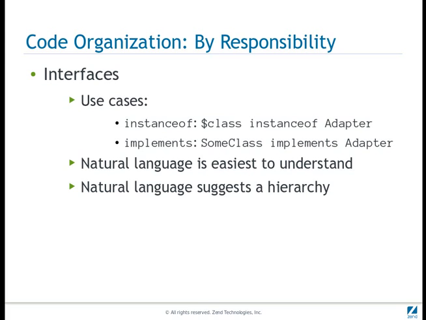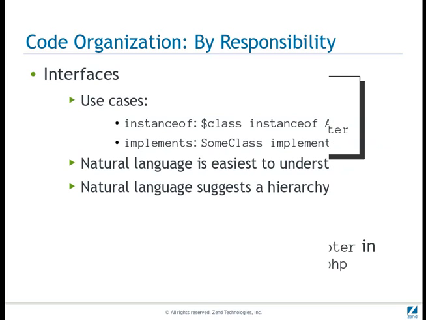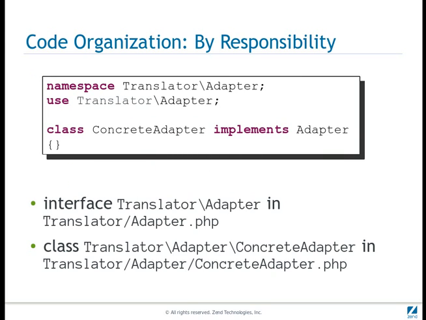I'm also going to suggest that in this case, natural language is going to suggest a hierarchy for us. I can have a namespace of Translator\Adapter, and I can also have an interface called Translator\Adapter that I'm going to import, which gives me the capability of saying class ConcreteAdapter implements Adapter. The interface, Translator\Adapter, is going to be in Translator/Adapter.php, and then this concrete class will be in Translator/Adapter/ConcreteAdapter.php.